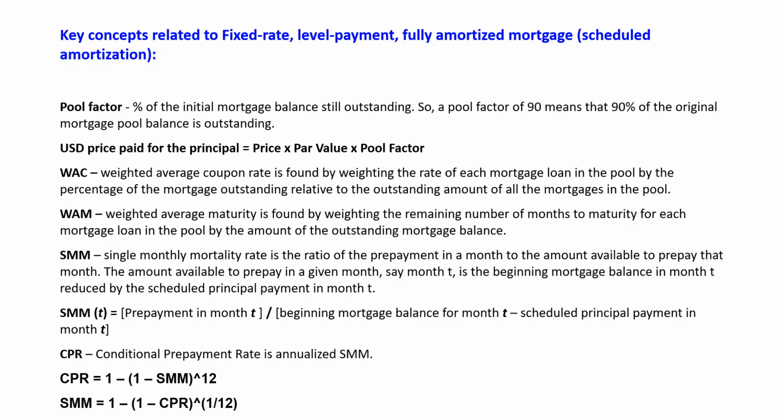Weighted average coupon, or WAC. The weighted average coupon rate is found by weighting the rate of each mortgage loan in the pool. The same thing applies to weighted average maturity, which is the weighted average of all of these different periods for each loan that's aggregated together. SMM, or single monthly mortality rate, is a prepayment rate at a monthly level, and when you annualize it, it's called CPR, or conditional prepayment rate. There's a formula that allows you to go back and forth between CPR and SMM, which I'll illustrate using a spreadsheet in the next video.